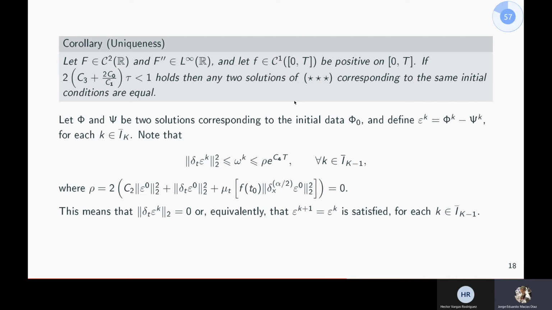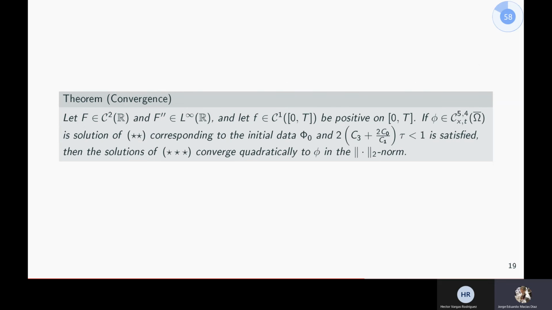As one of the corollaries, we obtain uniqueness of solutions. So under the same conditions, given any two solutions of the same problem, they have to be the same. This is an easy consequence of the previous theorem. And also we have a convergence of the system.